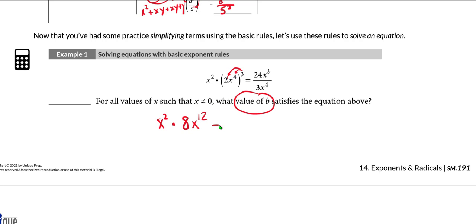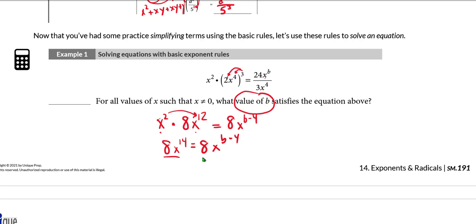Over there on the right, again applying some of our exponent rules, the coefficients get divided. I end up with an 8. 24 divided by 3 is 8. You can do it in the calculator if you need to. And then x to the b divided by x to the 4th, we have the same base, so we're going to subtract our exponents. We get x to the b minus 4. Over here on the left, we have two terms that we are multiplying that have the same base, so we're going to add the exponents. So we get 8x to the 14th equals 8x to the b minus 4.